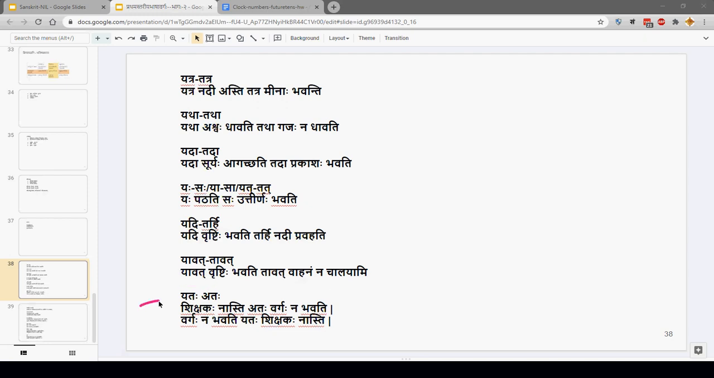This one, the yatha, atha. So these are separate words when they are not pairs. So yatha, related, but yatha means because, atha means therefore. Okay. So examples, udaharanam, shikshakah nasti atah vargah na bhavati. Atah means therefore. Shikshakah, teacher, nasti, not there. Atah, therefore, vargah na bhavati. Class won't happen.